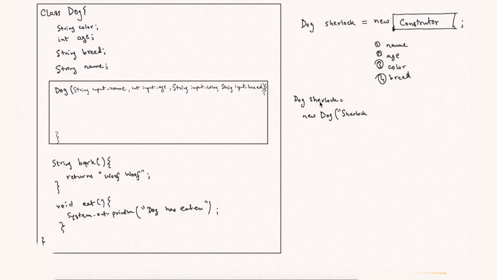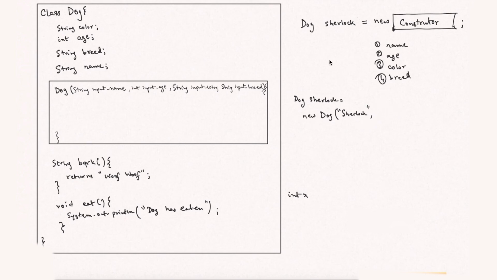This Sherlock is the reference to the object, just like when you said int x, this x is the reference to the variable. This is the reference to the variable. This is the string that is coming here for this attribute. So there are two different things. So the first thing that we input is Sherlock.